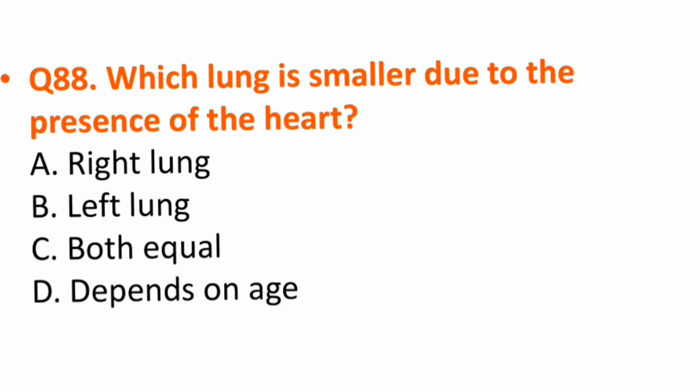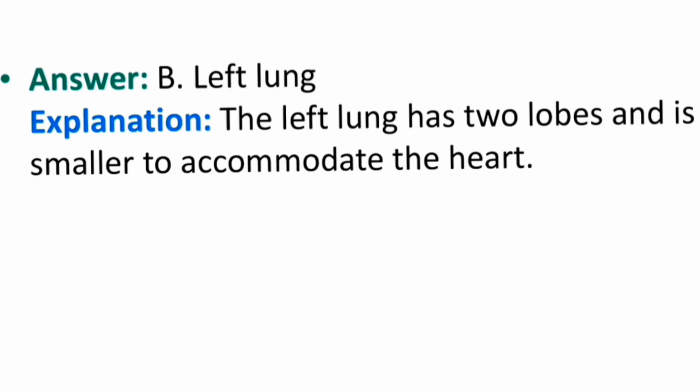Which lung is smaller due to presence of the heart? Option A right lung, option B left lung, option C both equal, option D depends on each. The correct answer is option B, left lung. The left lung has two lobes and is smaller to accommodate the heart.